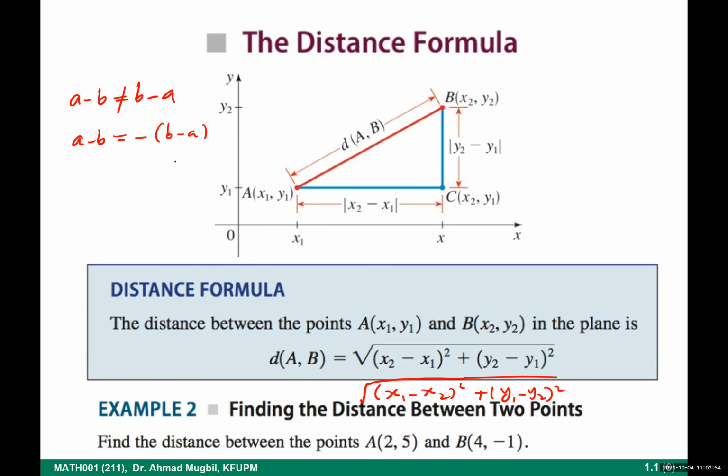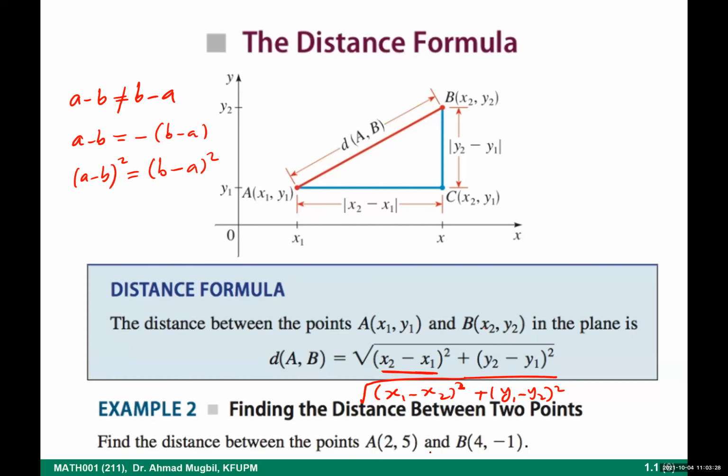So when you square now, what will happen? There is no absolute value. You take the square of both sides. When you square both sides, negative 1 to the power 2 is 1, multiplied by B minus A squared. So A minus B squared is equal to B minus A squared. This is why x2 minus x1 squared is the same as x1 minus x2 squared.